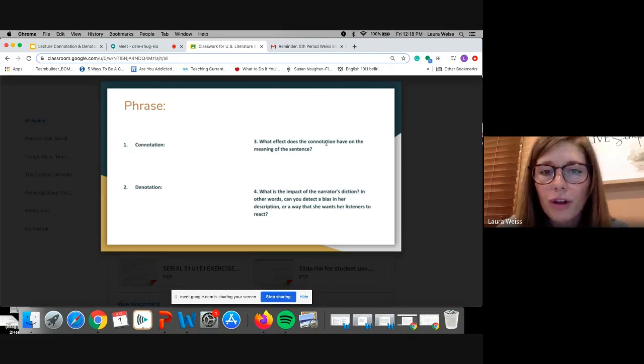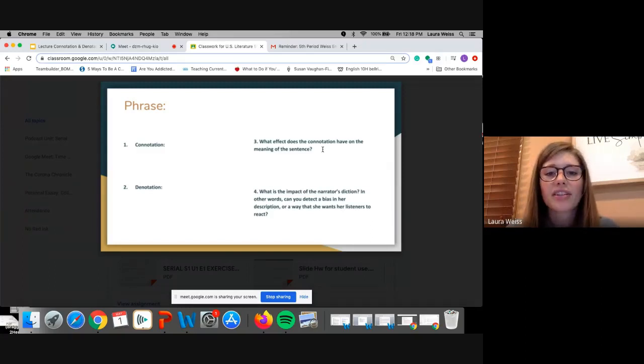You'll go over to 3 then. What effect does the connotation have on the meaning of the sentence? So instead of saying Rabia is a liar with details, they said Rabia is kind of loosey-goosey when she talks about details. So for number 3, you'd say, how does loosey-goosey change the meaning of the sentence? Because it definitely does.